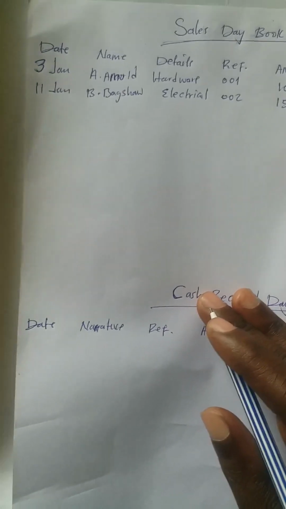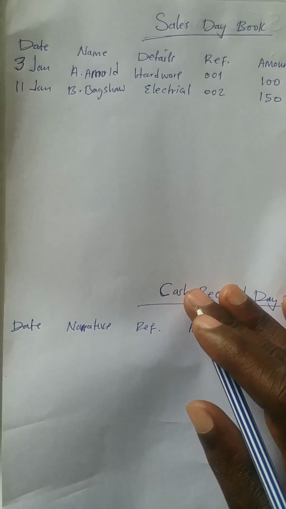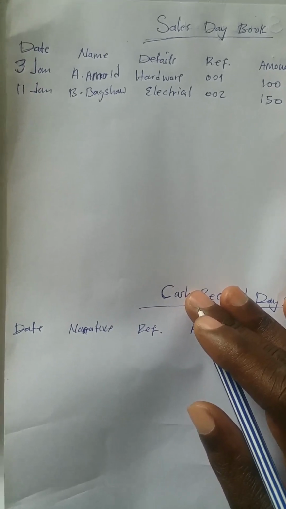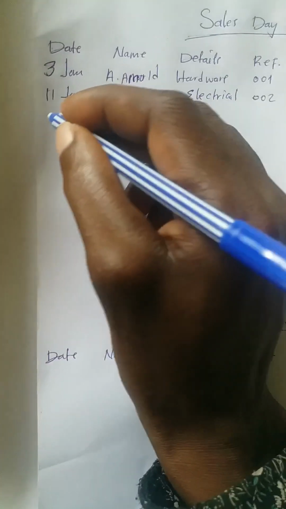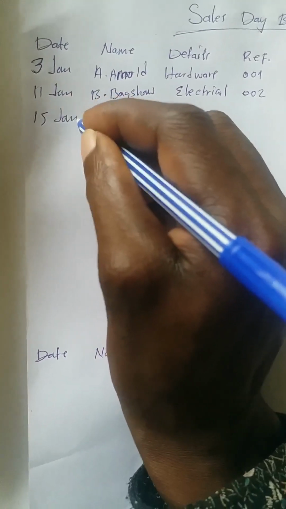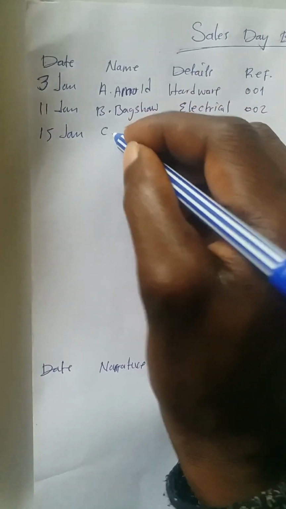Let me also put up the third transaction, which says invoiced C. Cloning. This transaction happened on the 15th of January, 15 Jan, invoiced C. Cloning.